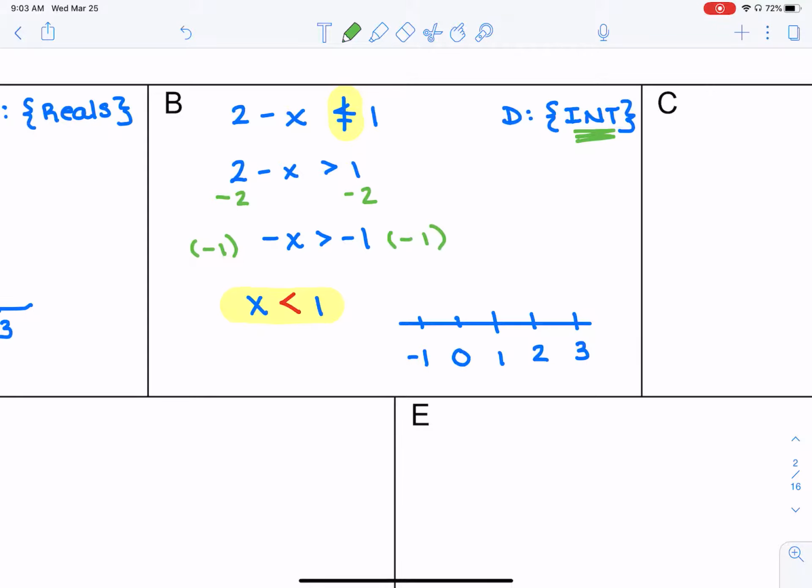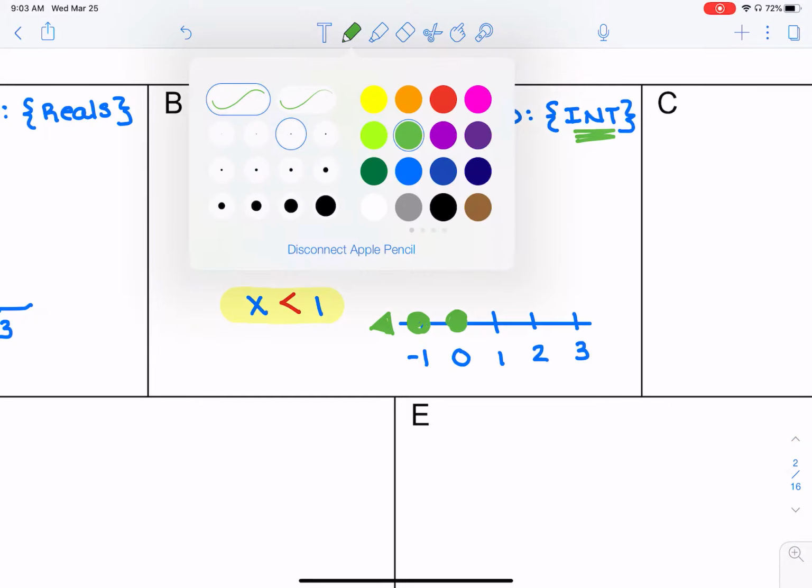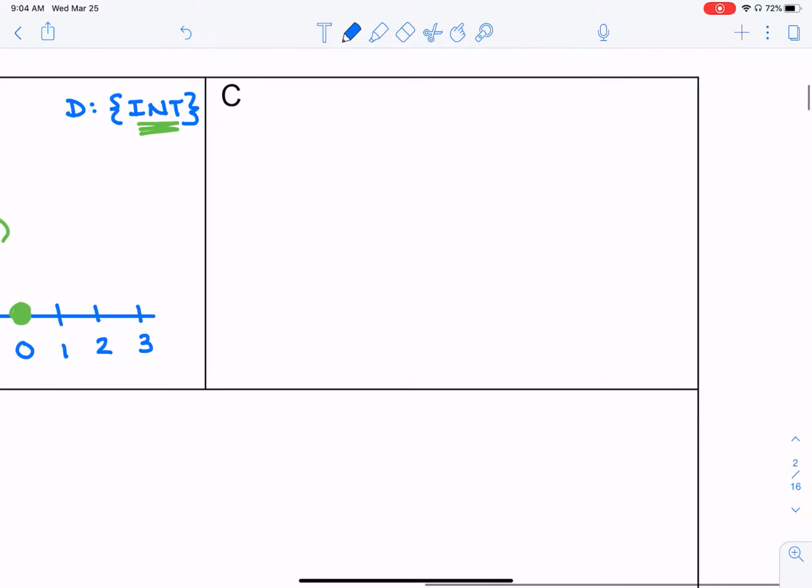So we're going to go smaller than 1 and put in our first dot, and it would just be dots all the way down. To show that this continues, I fill in my arrow. Okay, so that one is question B. Let's move on to question C.